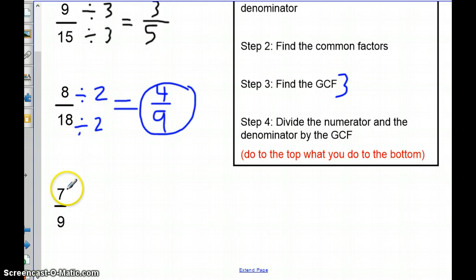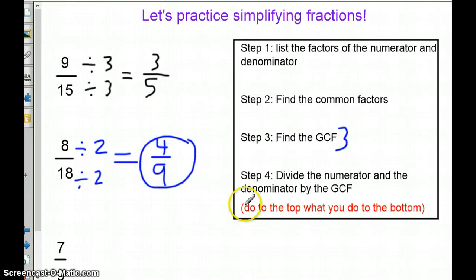I want you to go ahead and try 7/9 on your own. First, ask yourself, is it already simplified? If not, go ahead and simplify it. We will practice this in class tomorrow. If you want to write down these steps, this is what we'll always do when we simplify fractions, so you'll want to include these in your notes.